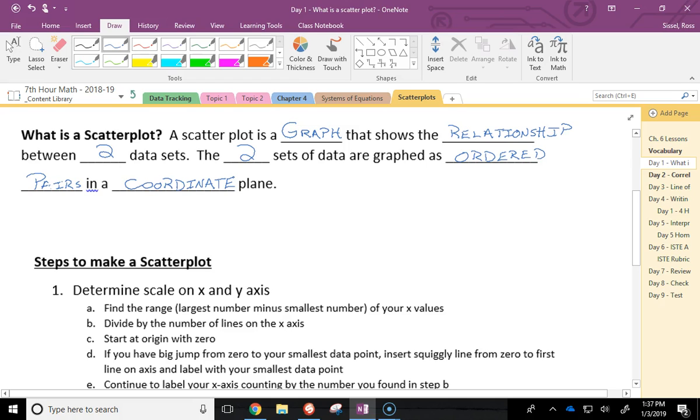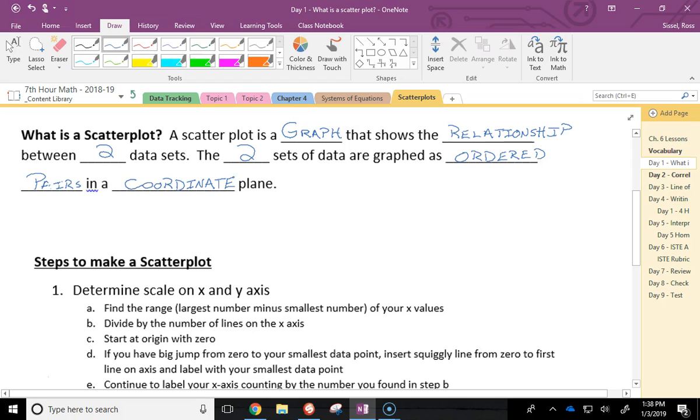So one of those dots, if we were talking about height and weight, and I said height on the x-axis and weight going up and down, one of the coordinate points was for how tall you were and how much you weighed. And that coordinate point was your x and y coordinate. Okay? Go ahead. We're not going to do anything else with that vocabulary page.